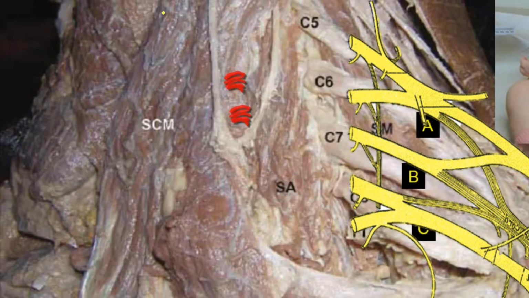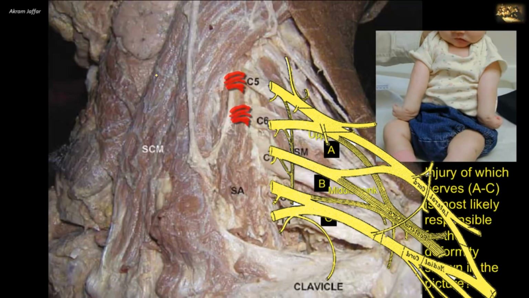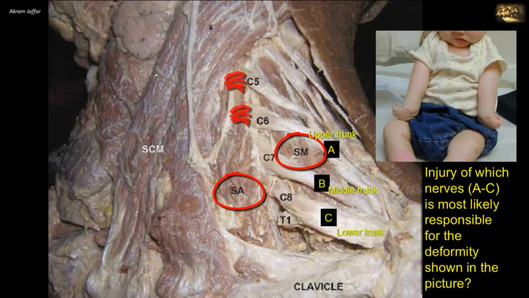You can see the roots from C5 to T1, and C5, 6 roots form the upper trunk, C7 forms the middle trunk, C8 and T1 form the lower trunk of the brachial plexus, and these roots are located in between scalenus anterior and scalenus medius muscles and the posterior triangle of the neck. You will remember that the suprascapular nerve arises from the upper trunk of the brachial plexus.